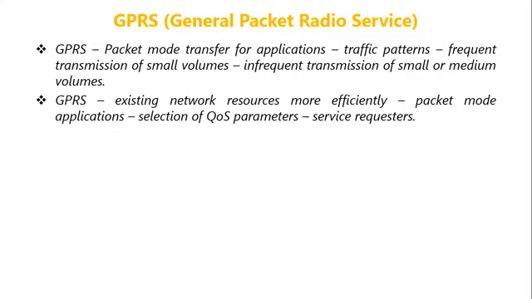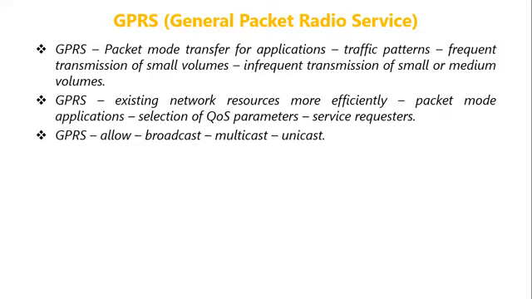GPRS should use the existing network resources more efficiently for packet mode application. There are two modes in which data are transmitted over the internet: either circuit switched or packet switched. GPRS follows the packet switched approach, hence the name General Packet Radio Service.